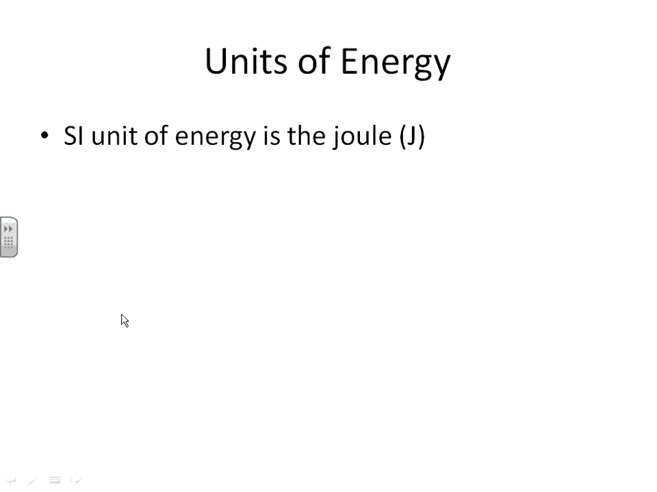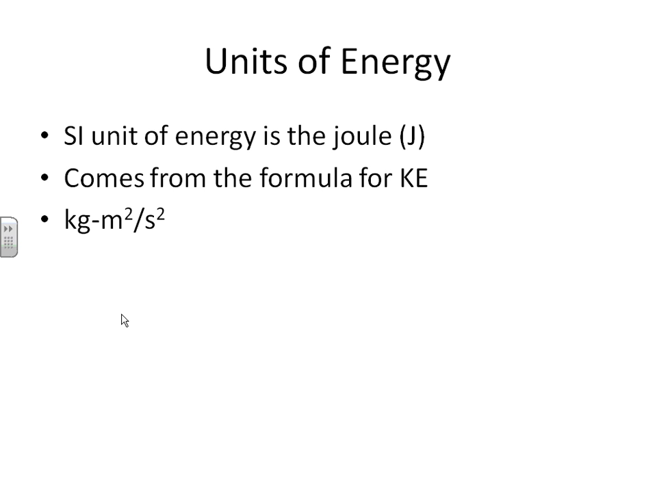Units of energy. The SI unit of heat, a unit of energy, is the joule, and SI is essentially the modern version of metric. And the joule as a unit comes from the formula for kinetic energy. This right here is actually the definition of a joule.